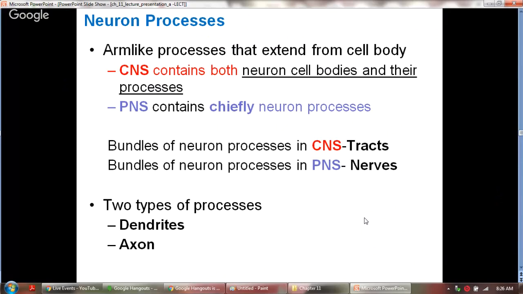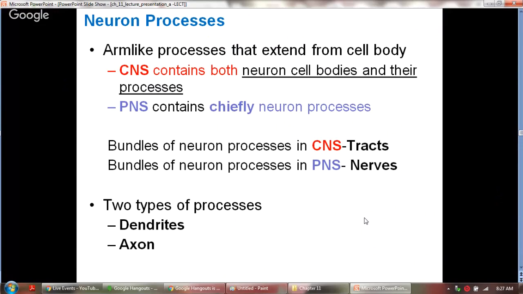So what are the neuron processes? They are arm-like processes which extend from the cell body. The central nervous system contains both neuron cell bodies and their processes, but the peripheral nervous system contains mainly the neuron processes themselves. So there are certain words we refer to. The bundles of neuron processes in the central nervous system, we call them tracts. The bundles of neuron processes in the peripheral nervous system, we call them nerves.